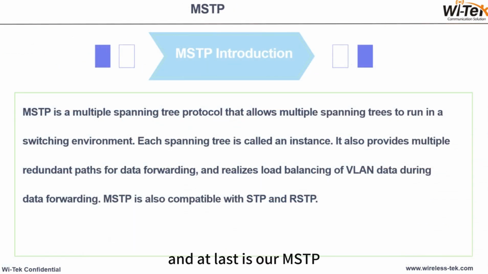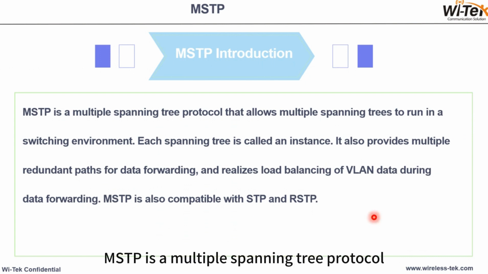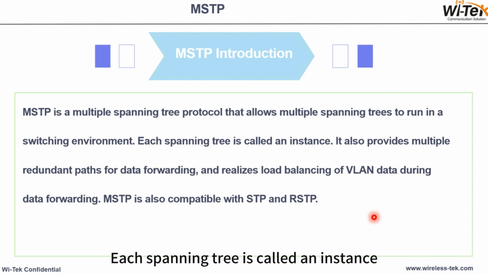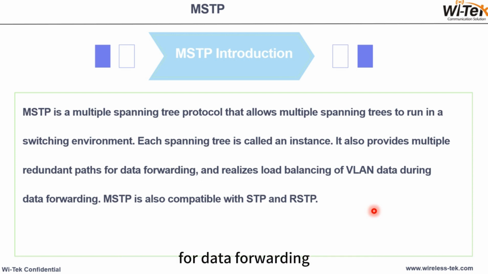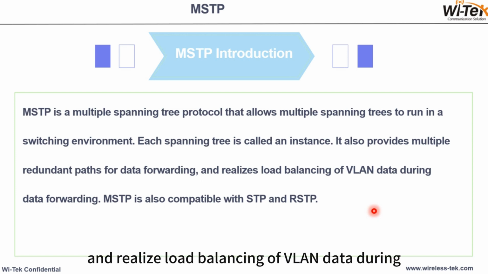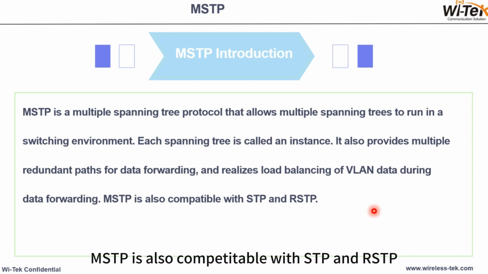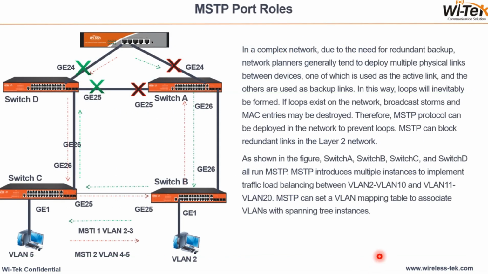And at last is our MSTP. MSTP is a multiple spanning tree protocol that allows multiple spanning trees to run in a switching environment. Each spanning tree is called an instance. It also provides multiple redundant paths for data forwarding and realizes load balancing of VLAN data during data forwarding. MSTP is also compatible with STP and RSTP. This page is MSTP port roles.